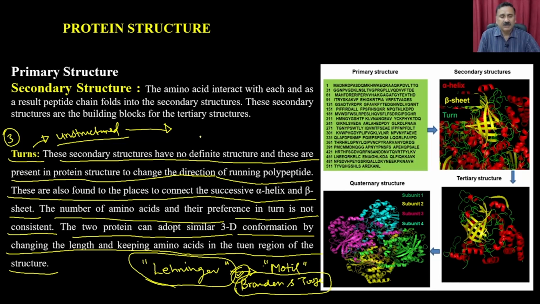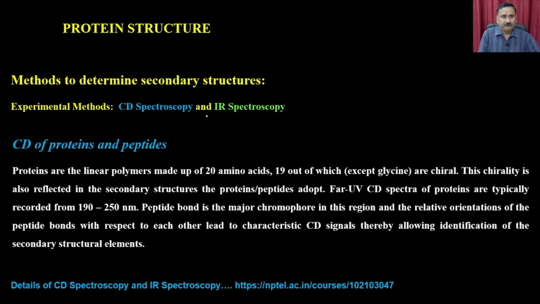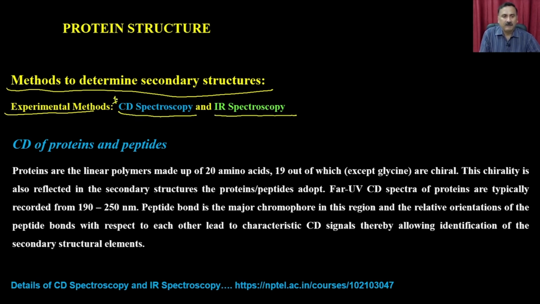Now the question comes, once you have the secondary structures, how can you determine the secondary structure in the enzyme structures? Okay, so methods to determine the secondary structures. For experimental methods, you have two very classical methods: one is CD spectroscopy and the second is IR spectroscopy. First, CD spectroscopy of proteins and peptides.